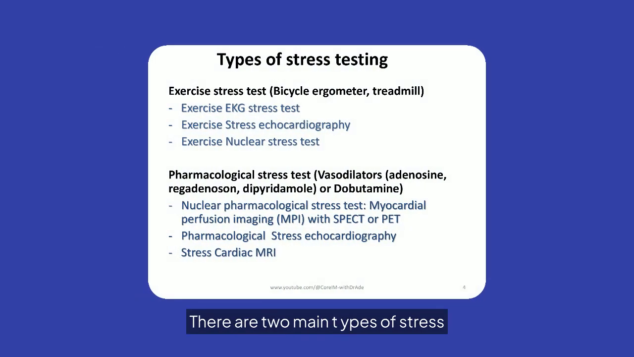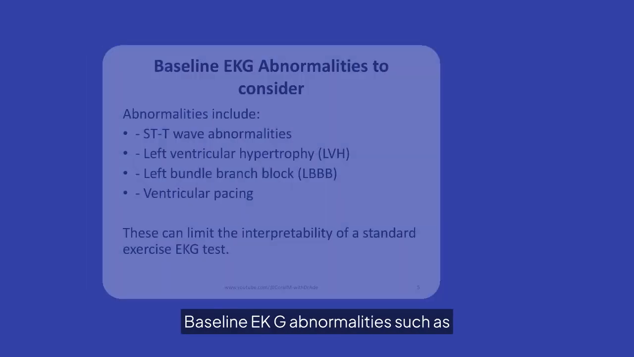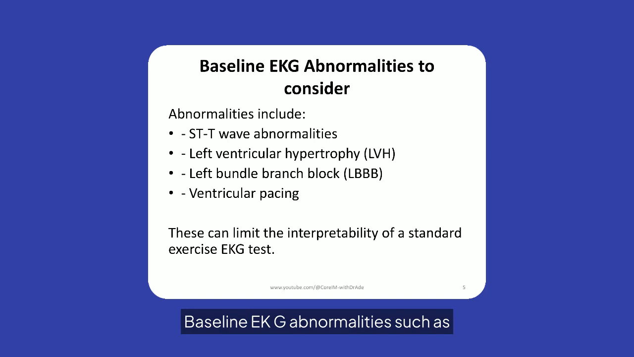There are two main types of stress testing: exercise stress tests, using equipment like treadmills, and pharmacological stress tests, using agents like adenosine. Each type has specific applications and benefits in assessing cardiac function. Baseline EKG abnormalities such as STT wave changes, left ventricular hypertrophy, and ventricular pacing can limit the interpretability of standard exercise EKG tests. These factors must be considered when choosing the appropriate stress test.